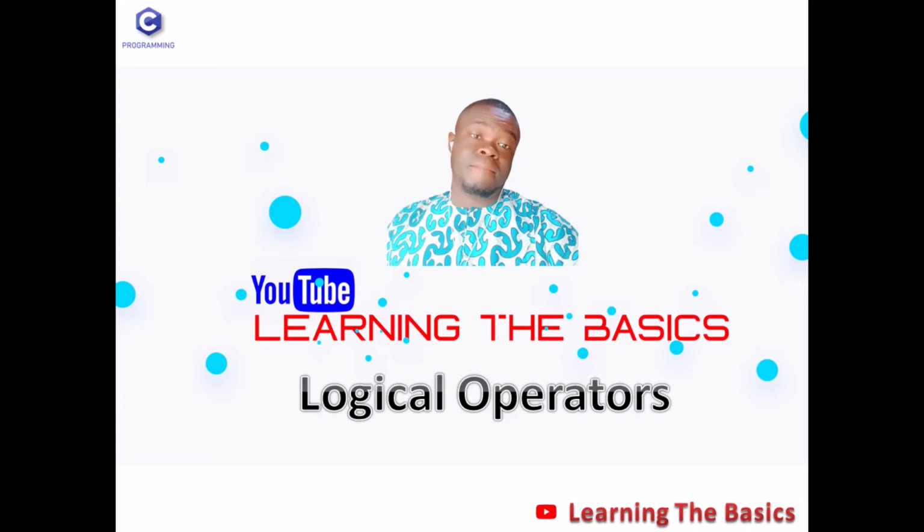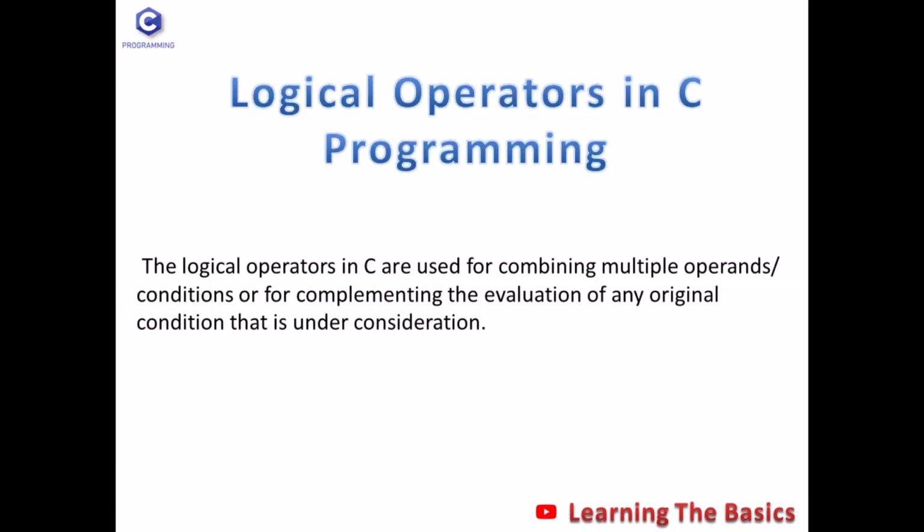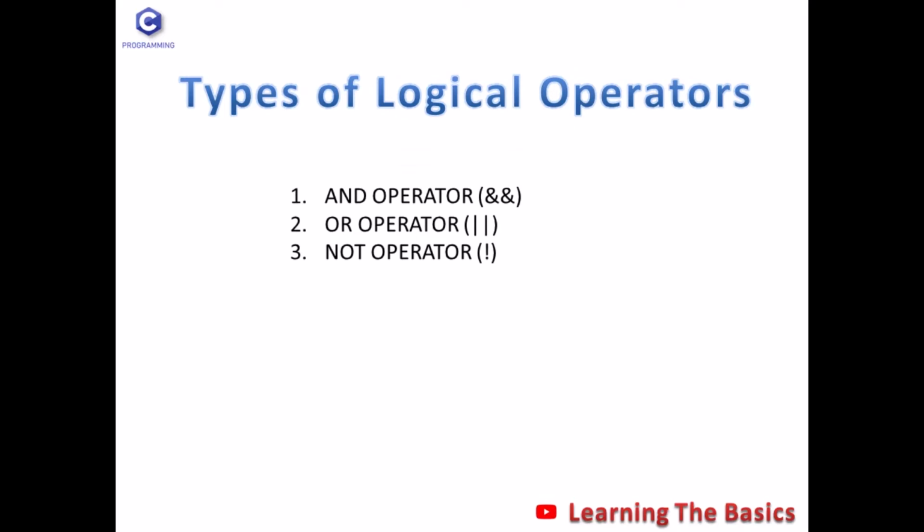In today's video, we'll be taking a look at logical operators. What is a logical operator and what is it used for? Logical operators are used for combining multiple operand conditions for complementing the evaluation of any original condition that is under consideration. There are three types of logical operators. One, we have the AND operator, we have the OR operator, and we have the NOT operator.